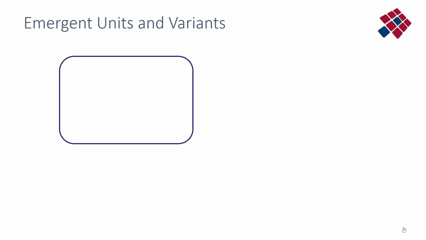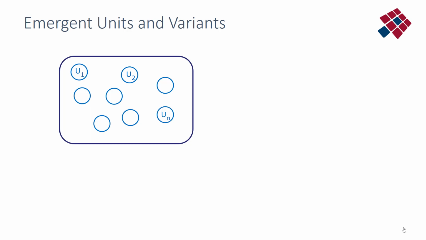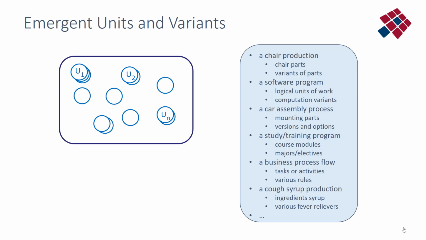Now, if we start producing, manufacturing, making, creating systems, then we see that we get so-called units of work, separate units of work that emerge in such a system. And those units of work can have multiple variants. For instance, in the chair production, we get chair parts, upholstery, a seat, a backrest, and we get multiple variants of it.